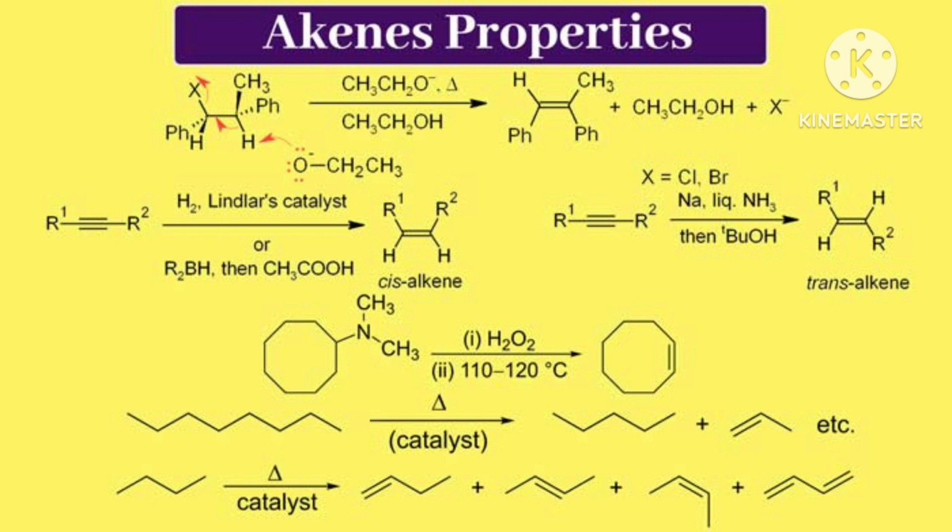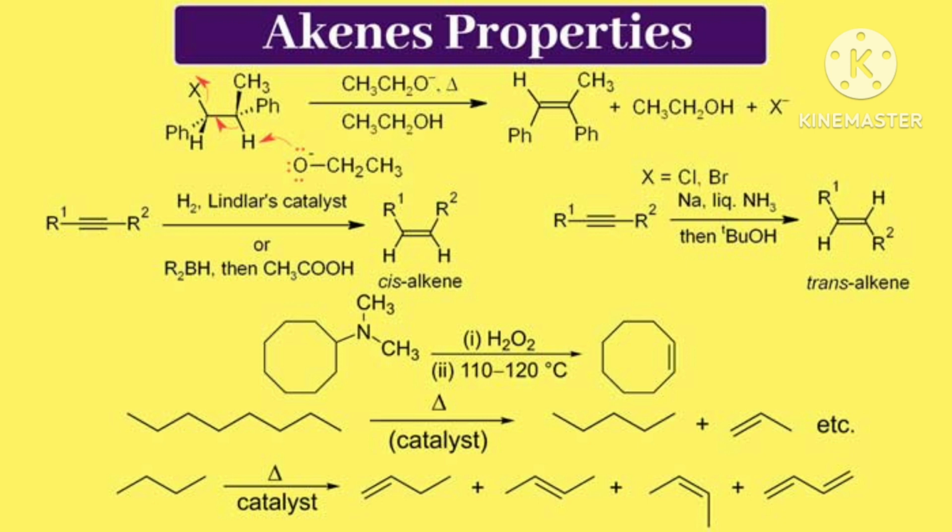Now I am telling you about addition of halogen. Halogens like bromine or chlorine add to an alkene to form a vicinal dihalide. However, iodine does not show an addition reaction. Remember this, a question is asked. Iodine does not show an addition reaction under ordinary conditions. Under normal conditions, iodine will not react.